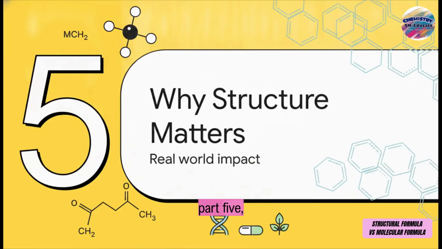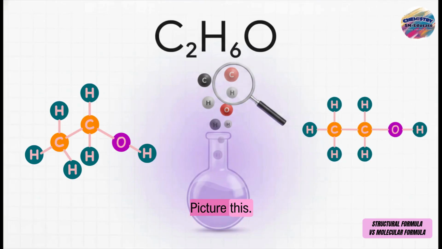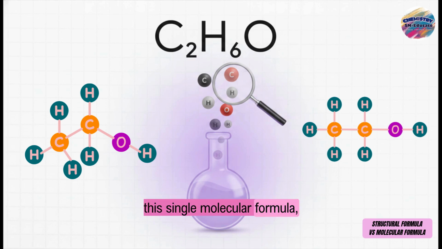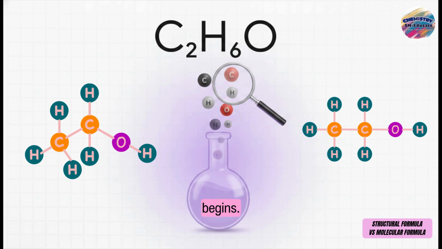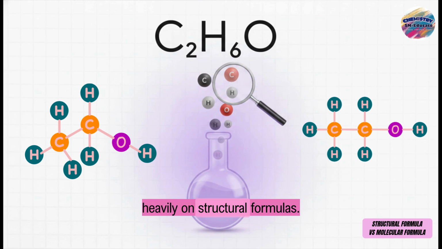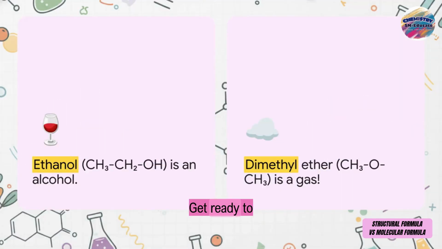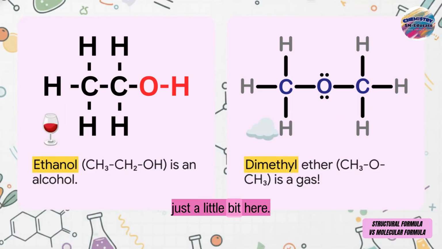Okay, final section, part 5. Why does structure actually matter in the real world? Picture this. You're working in a chemistry lab, and someone hands you this single molecular formula, C2H6O. That's 2 carbons, 6 hydrogens, 1 oxygen. You'd probably think, okay, this represents one specific, unique substance. But actually, that assumption is where the real mystery begins, and it's exactly why organic chemistry relies so heavily on structural formulas. Get ready to have your mind blown just a little bit here.